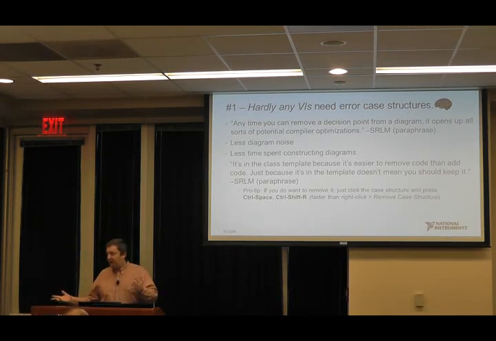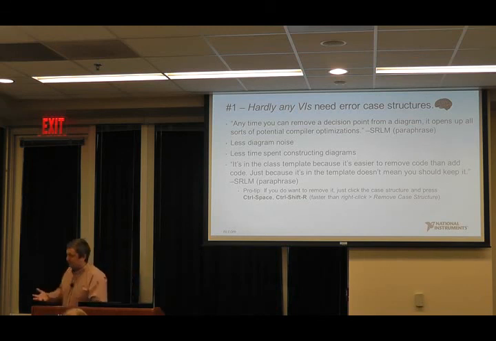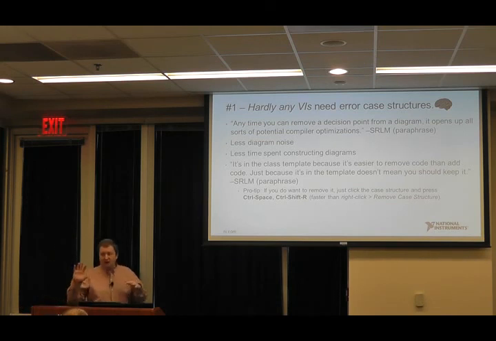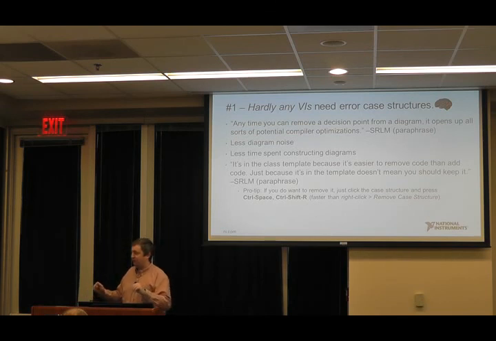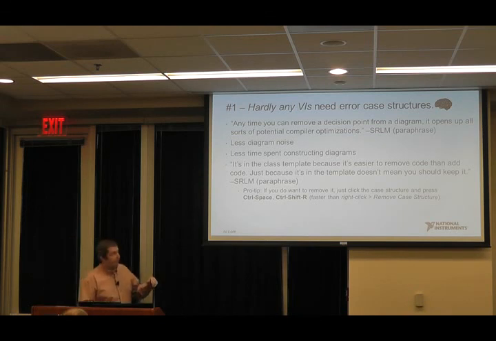And so I asked Stephen, why is the error case structure in the class method VI template in the first place? He actually wanted to provide multiple templates, one with the error case and one without, but still having the error terminals. And basically he got pushback. This is back when classes were being designed, for having yet another option that you have to pick when creating a method VI. So he figured, well, let's leave the case structure there. It's a lot easier to remove it than it is to add one if you want one.